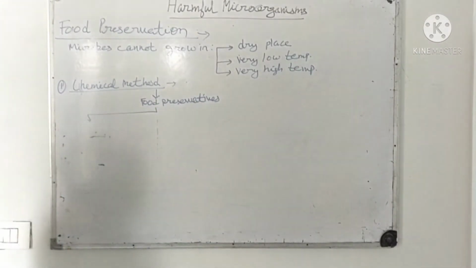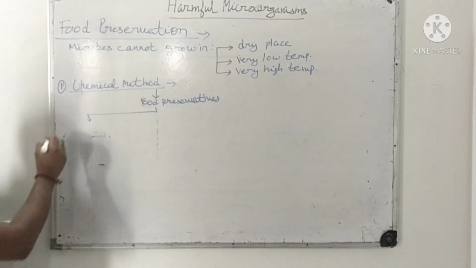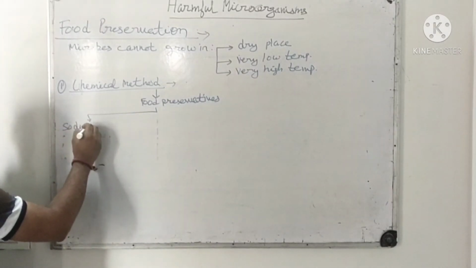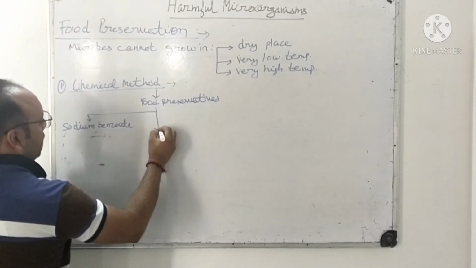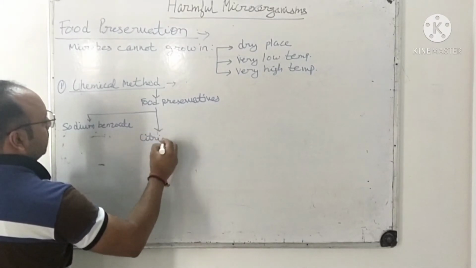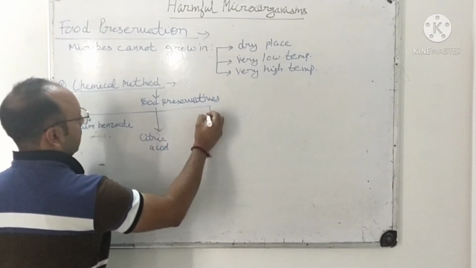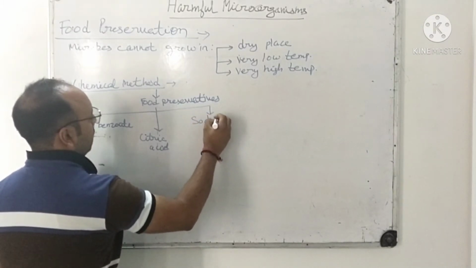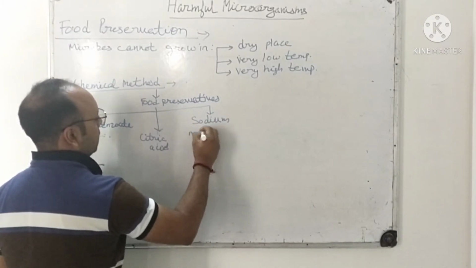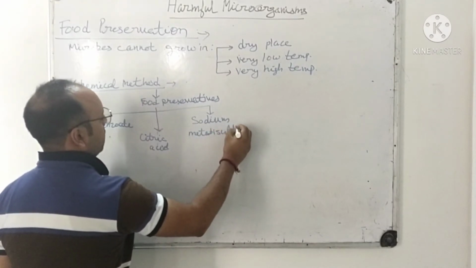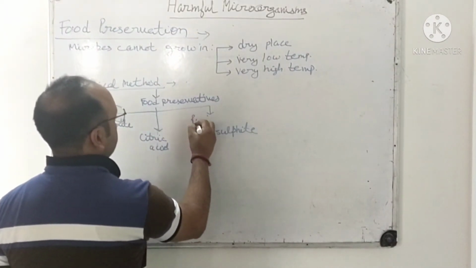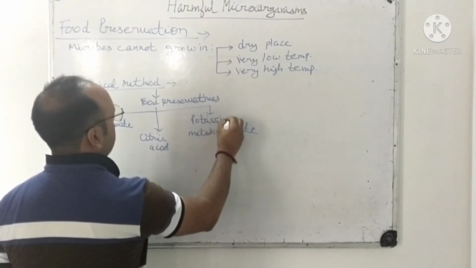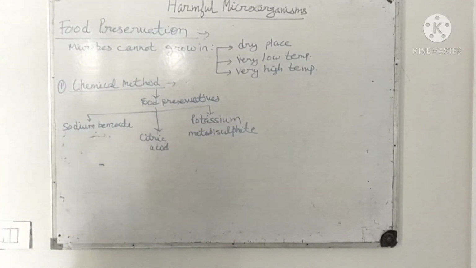So in food preservatives we have different main ones. One is sodium benzoate, one is citric acid, one is potassium metabisulfite. So these are the common chemicals which are used.